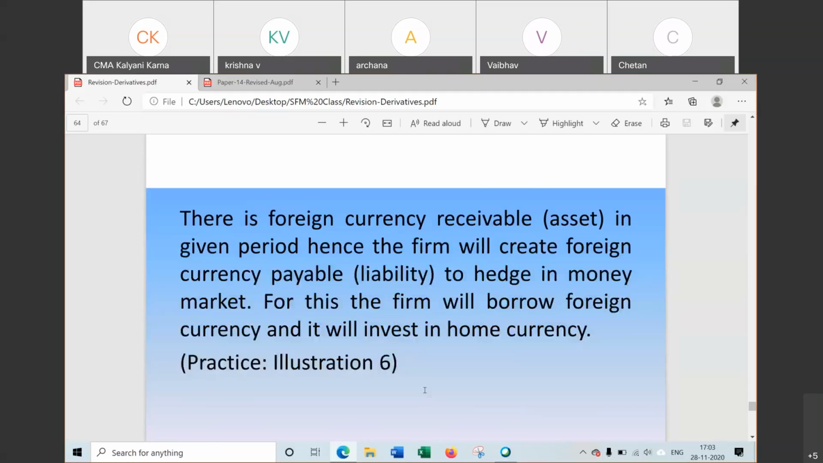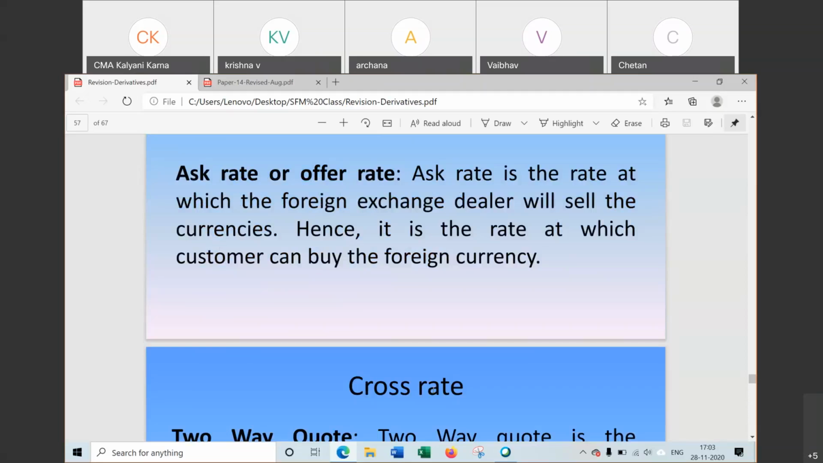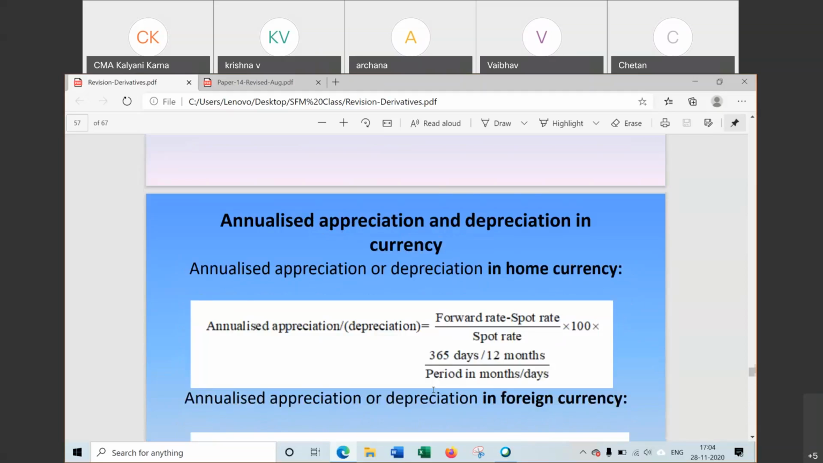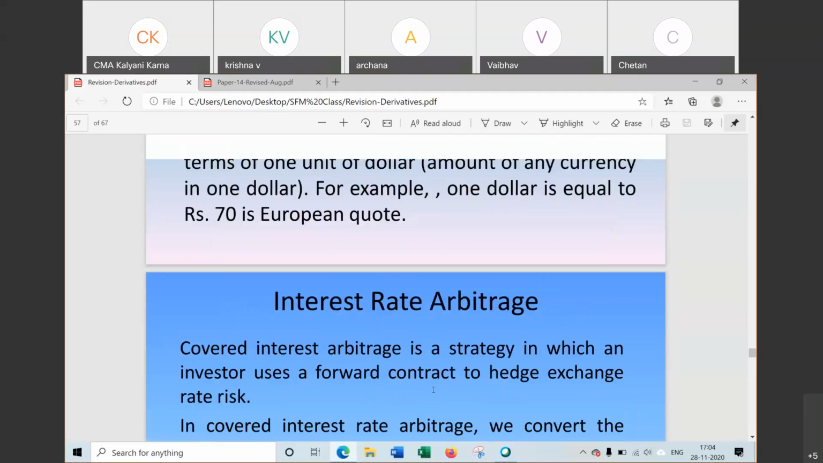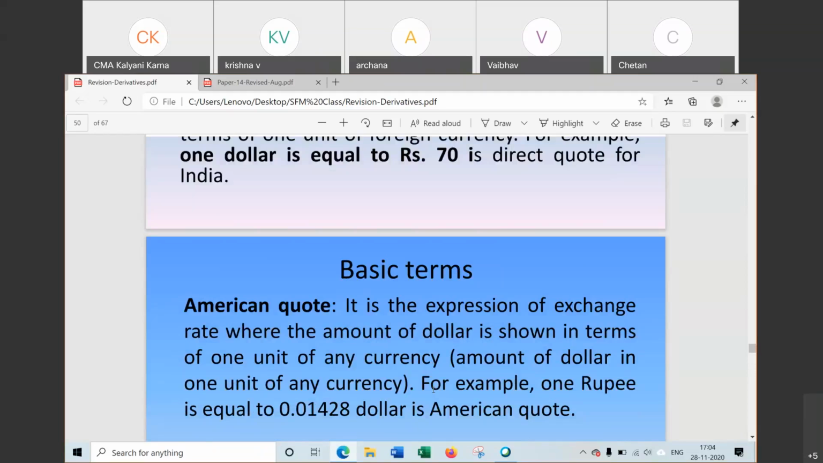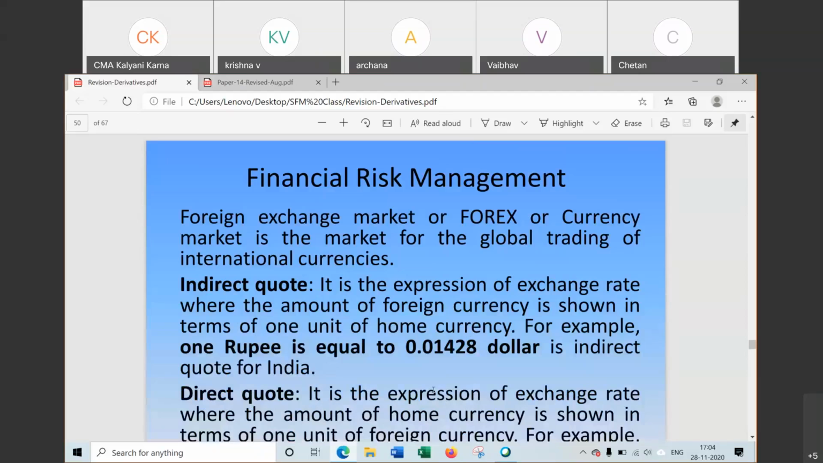Any doubt? If there is no doubt, then we will revise chapter 11. Chapter 11.